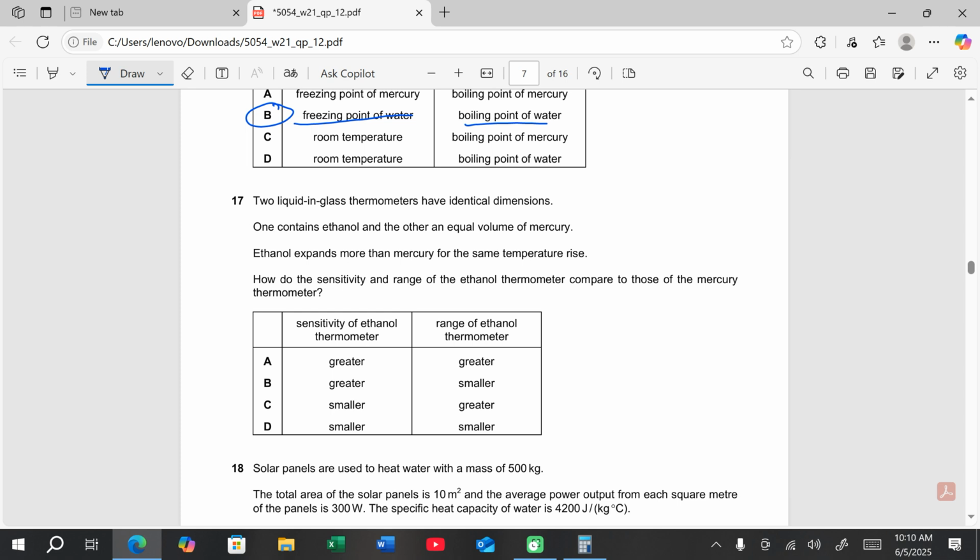Two liquid in glass thermometers have identical dimensions. One contains ethanol, the other an equal volume of mercury. Ethanol expands more than mercury for the same temperature rise. How do sensitivity and range of ethanol thermometer compare to those of mercury? Sensitivity will be greater, but range will be smaller, because for the sensitivity, since it's going to expand more, for a very small reading it's going to give a good deflection. But since we are not changing the length of the thermometer column, therefore the range will decrease.